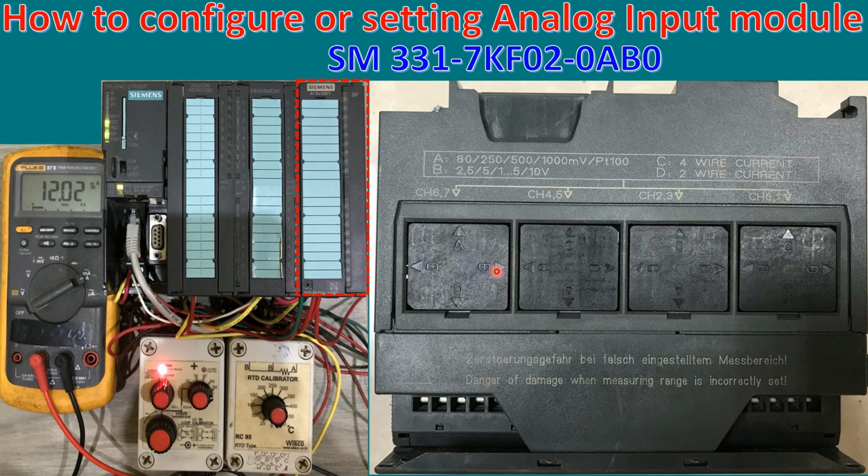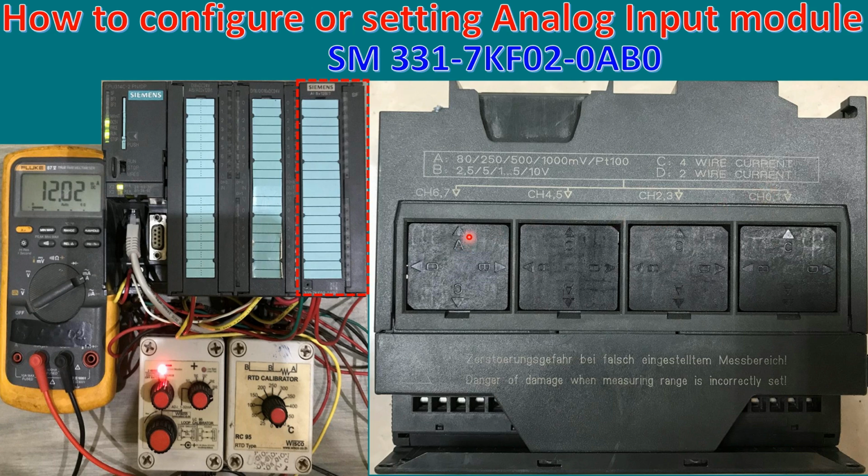And if we rotate the B option to this position, we can use with the volt input. For example 2.5, 5 volt DC, 1 to 5 volt, or we can use 0 to 10 volt. Yes. And if we rotate the C selection to this position, we can use with the 4-wire current loop. Yes. And if we choose the D option, we can use 2-wire current loop also. Okay.